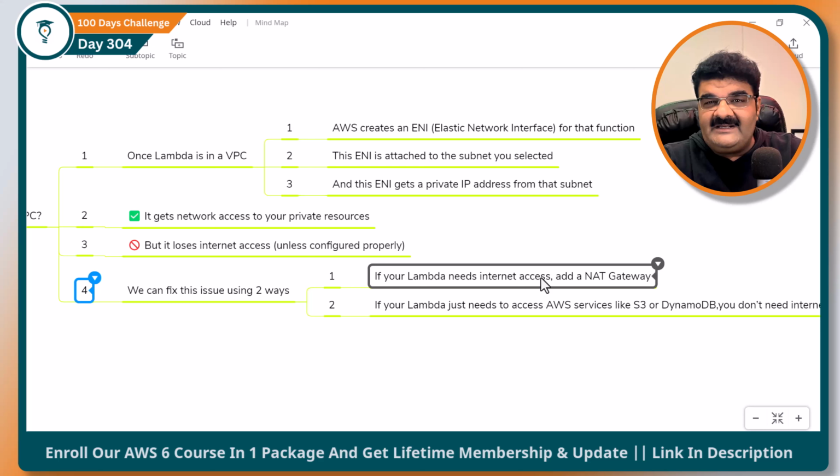So we have a NAT gateway, but keep this in mind. If you don't have a NAT gateway for your private subnet, you're not going to get outbound internet for your EC2 instances as well as for your Lambda function.